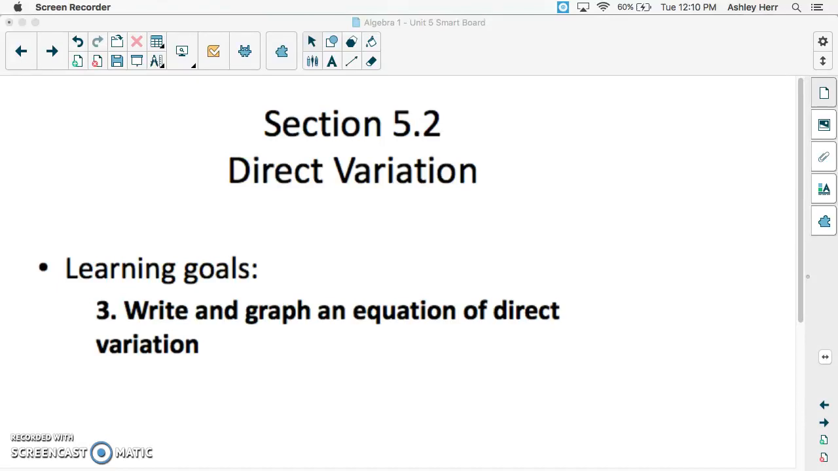Okay, so yesterday we talked about the slope and rate of change. Today we're going to talk about direct variation, and we're going to write and graph an equation of direct variation.